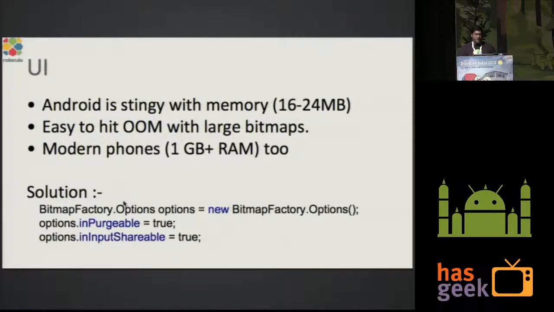Last but not least, what we have is the Android UI. Android is notoriously stingy when it comes to memory. The default or the standard Java heap that you would get is around 16 MBs. Certain devices take up to 24, possibly 32 MBs. But this is the case for devices which support 1 GB, 2 GB of RAM. It is quite easy for you to load up multiple bitmaps, large bitmaps, and run out of heap space.